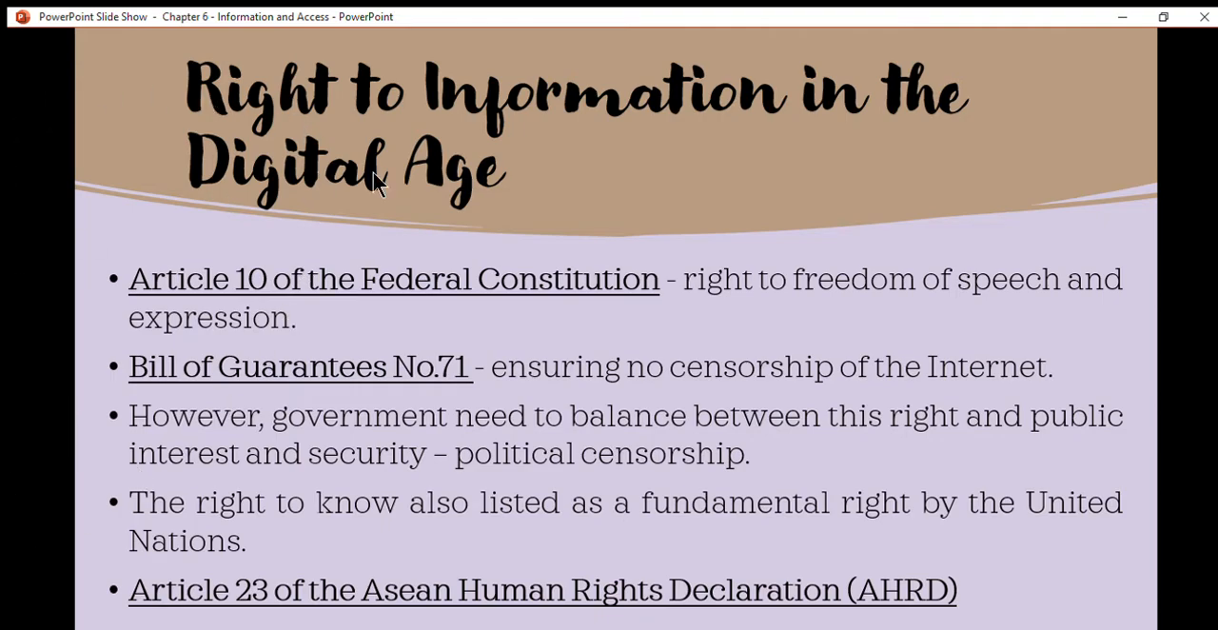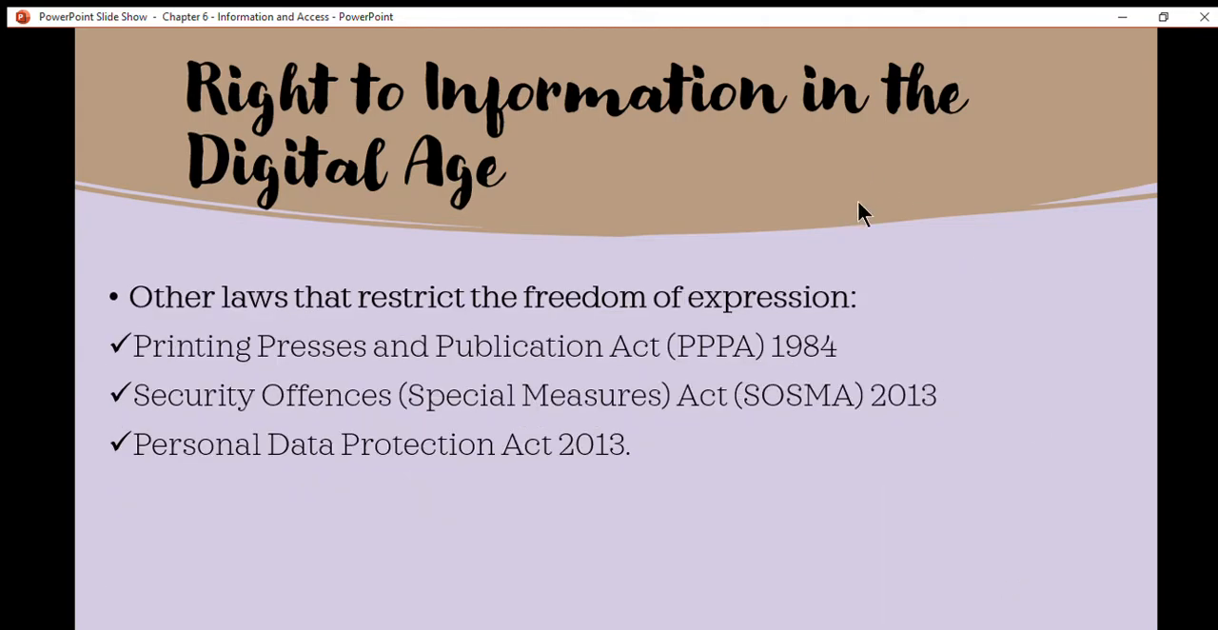Okay, and then apart from that, we have Article 23, to protect the right to information according to the ASEAN Human Rights Declaration, AHRD. However, even though we have freedom to have access to information, we also have other laws that may restrict our freedom of expression. For example, we have the PPPA, which stands for the Printing Presses and Publications Act 1984, whereby this statute may restrict the use of digital publications, for example, Zunar's cartoons in digital formats, because these cartoons involve political issues.